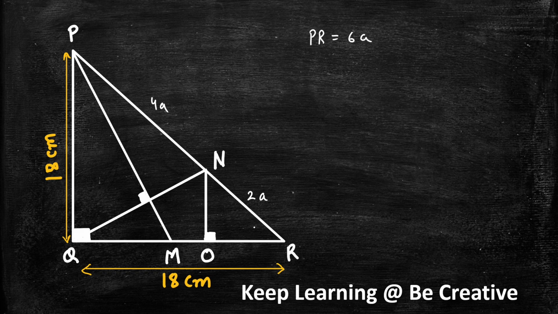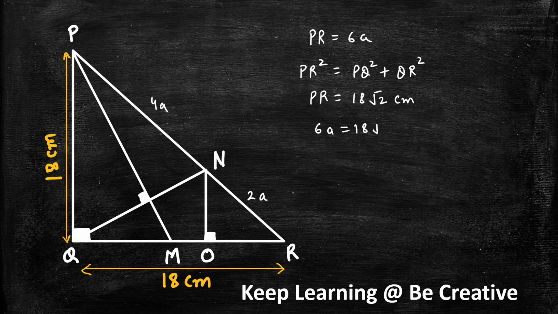And as I told you, I can calculate PR very easily by using the Pythagoras theorem. So PR square is equal to PQ square plus QR square, and using that Pythagoras theorem I can very easily write PR is equal to 18 root 2. So this will be 18 root 2 centimeter. Now since this is equal to 6 times A, 6A is equal to 18 root 2 centimeter. So from here 2 times A, I can divide by 3: 3 sixes are 18. So it will be 6 root 2 centimeter. So 2A comes out to be 6 root 2. Now 2A is actually NR.